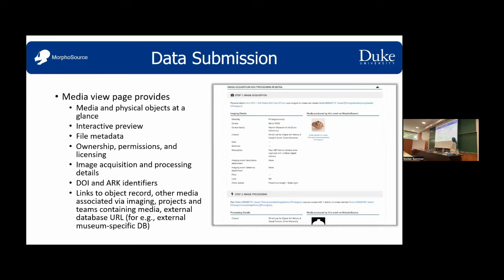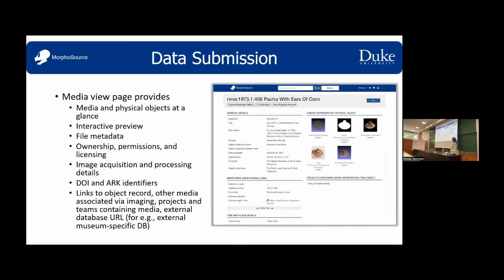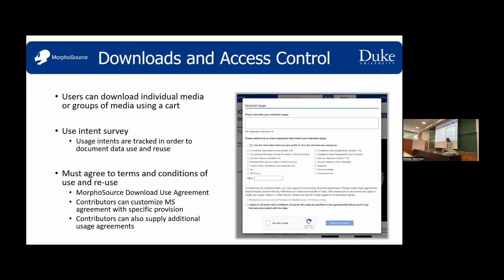You can get really into the nitty-gritty on that page about the image acquisition and processing. The whole purpose of the site is to give people the ability, if they want, to maximally curate and describe the image acquisition and processing narrative for media. We mint DOI and ARK identifiers for media, and from that page you can also find things like this is actually a physical object page. So you can see that there are 5 media representing that physical object on the site.